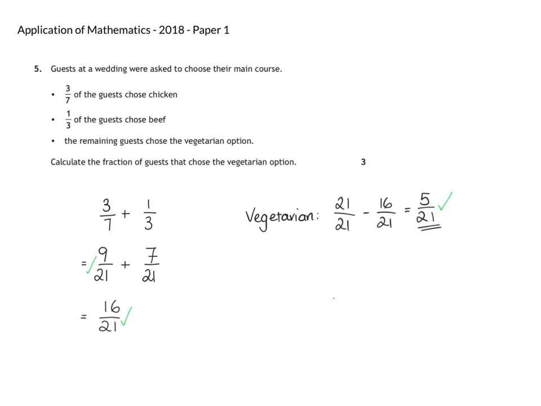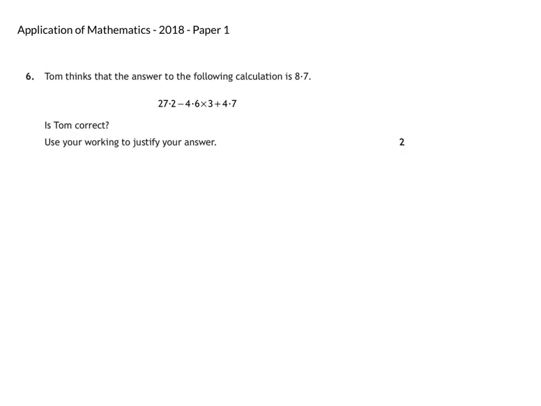Right, so let's go on to question 6 then. We have Tom thinks that the answer to the following calculation is 8.7. So we've got 27.2, take away 4.6 times 3, plus 4.7. So we've been asked, is Tom correct? And we need to use our working to justify our answer.